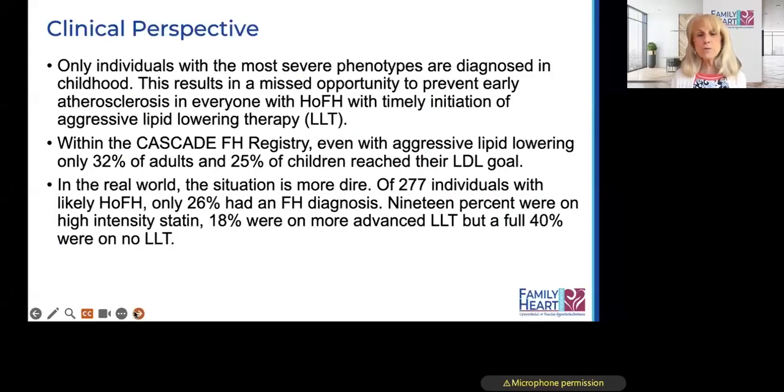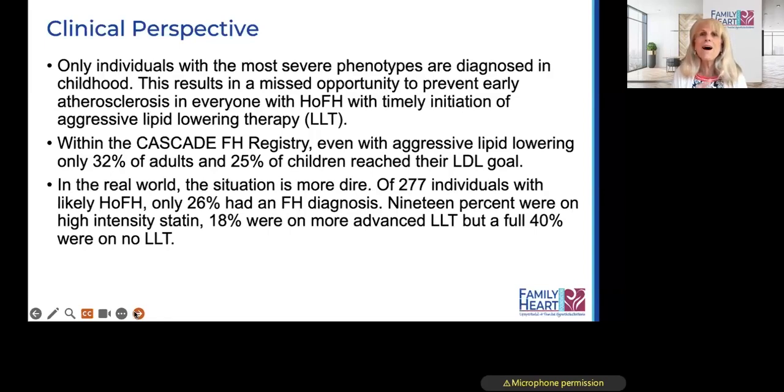So what is our clinical perspective? And this we published in the paper. Again, I sound like a broken record, but only individuals with the most severe phenotypes, the highest LDL levels, are diagnosed in childhood. And this results in a missed opportunity to prevent early atherosclerosis in everyone with HoFH, with timely initiation of aggressive lipid-lowering therapies. Within the CASCADE FH registry, even with aggressive lipid-lowering therapy at specialty centers, only 32% of adults and 25% of children reach their LDL goal.